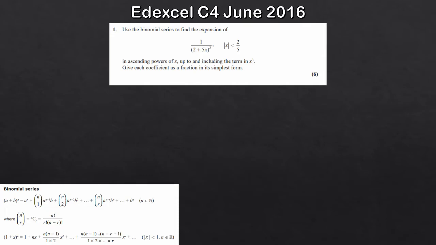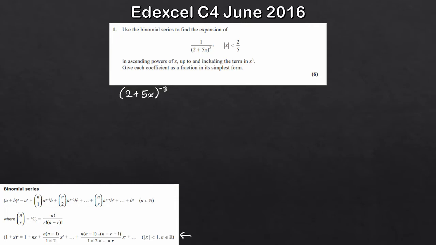In this case, we've included this one to show a negative power. So why is it negative? Well, we're going to write this in index notation again. With it being 1 over (2 plus 5x) cubed, we can write this as (2 plus 5x) to the minus 3, which is the same as 1 over (2 plus 5x) all cubed. With it being a negative power, we're using the bottom formula, and we need to get it in the form 1 plus x to the power of n.